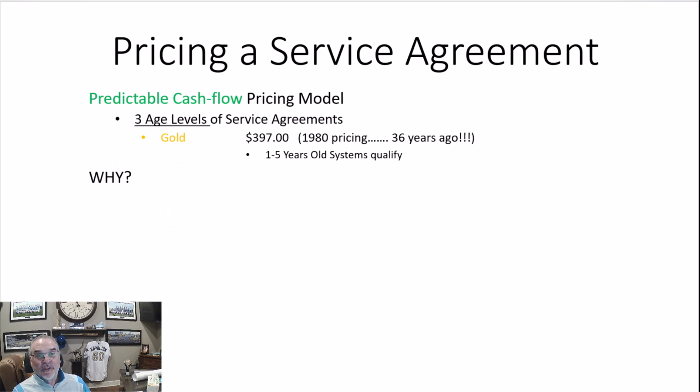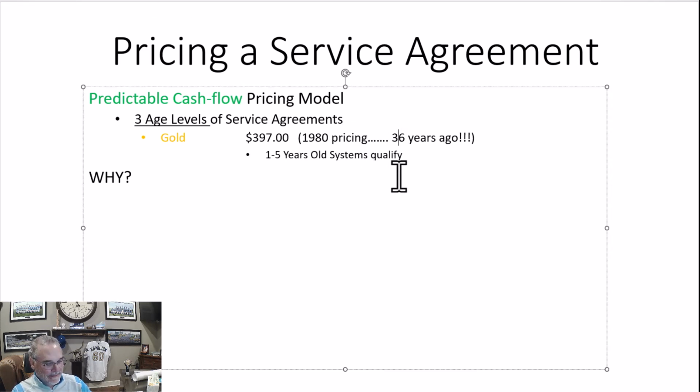So on the gold level, predictable cash flow pricing model, 3 age-limit service agreements for the gold. Now understand, this was 1980. $397 for your service agreements. I should say 34 years ago. My math might be bad, so I'll go with 44 there. 1 to 5-year-old systems qualified for the gold. Why gold? Why 1 to 5-year-old?